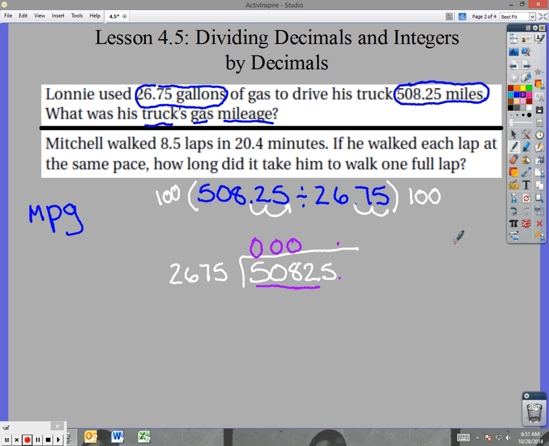But let's try doubling it. So let's go 2,675 and times it by 2. So 2,675, and we'll double it. We'll times it by 2. Let's just see if that gives me under, because I need it to be under 5,082, but I want it to be close to it.